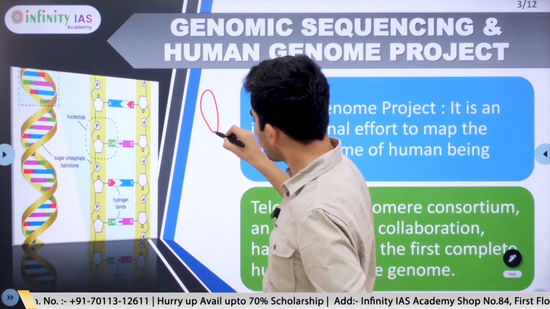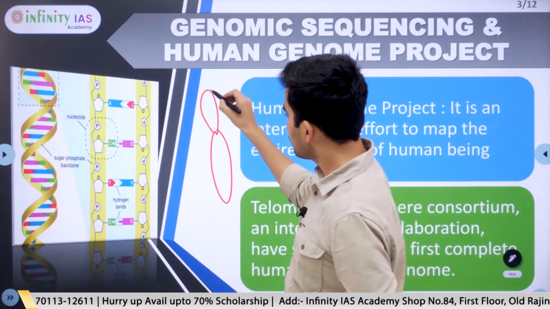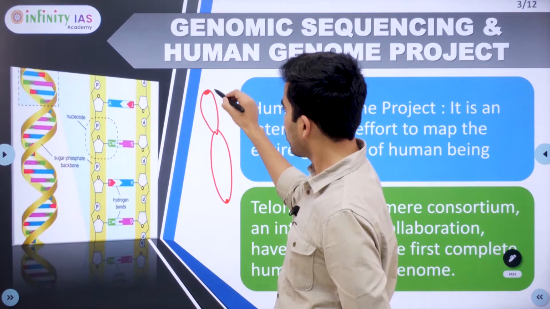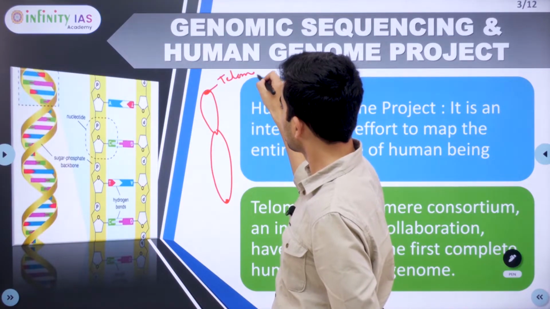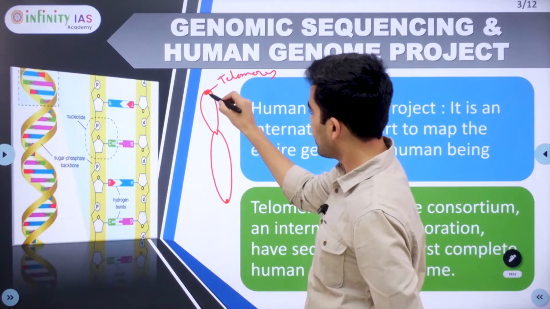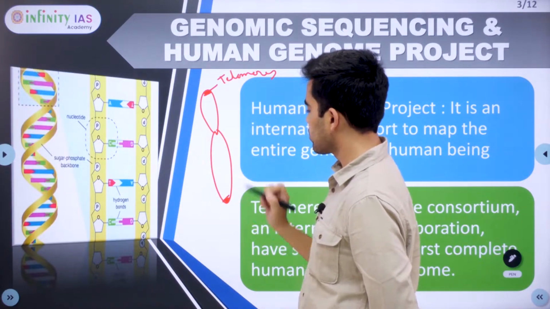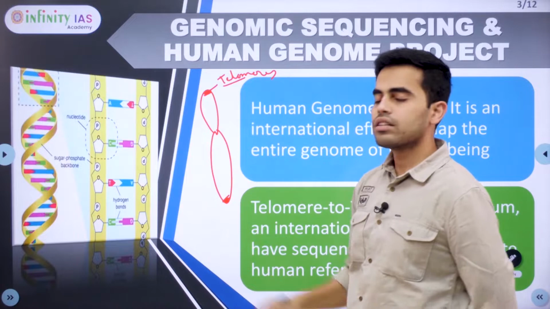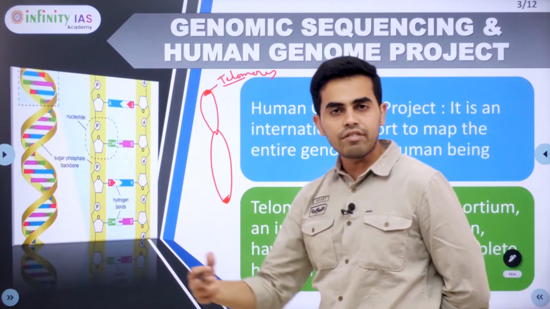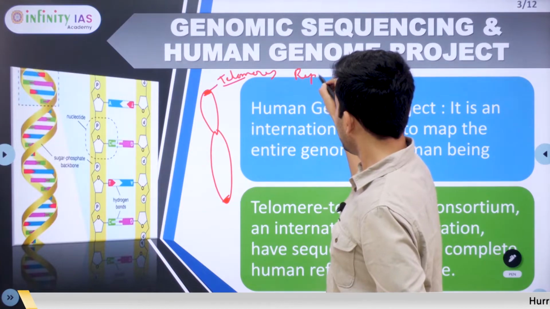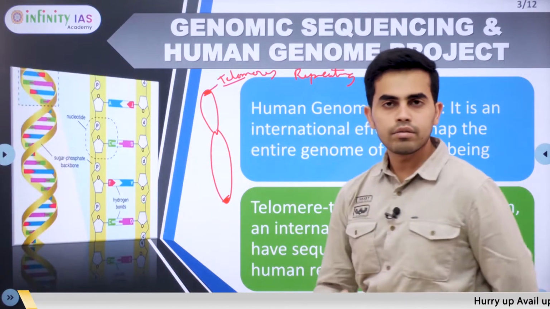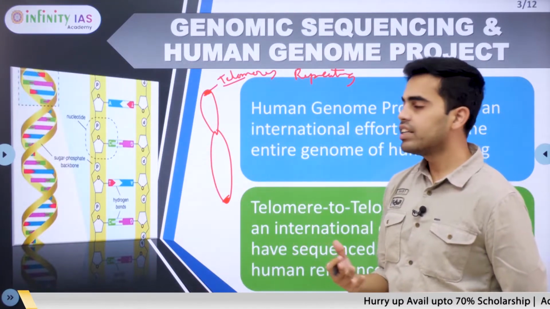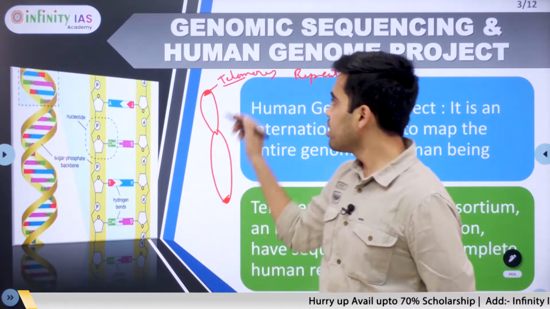So this is the chromosome. These ending parts, these edges, the tips, are called telomeres. These edges are called telomeres. Telo means end. So telomeres normally consist of repeating sequences of DNA.